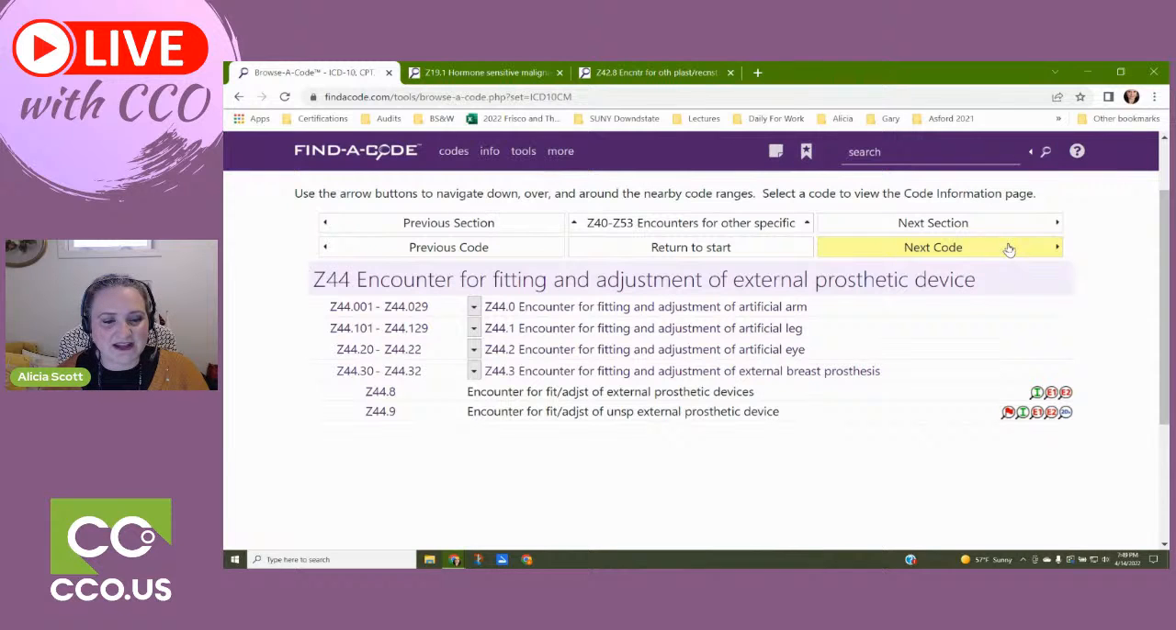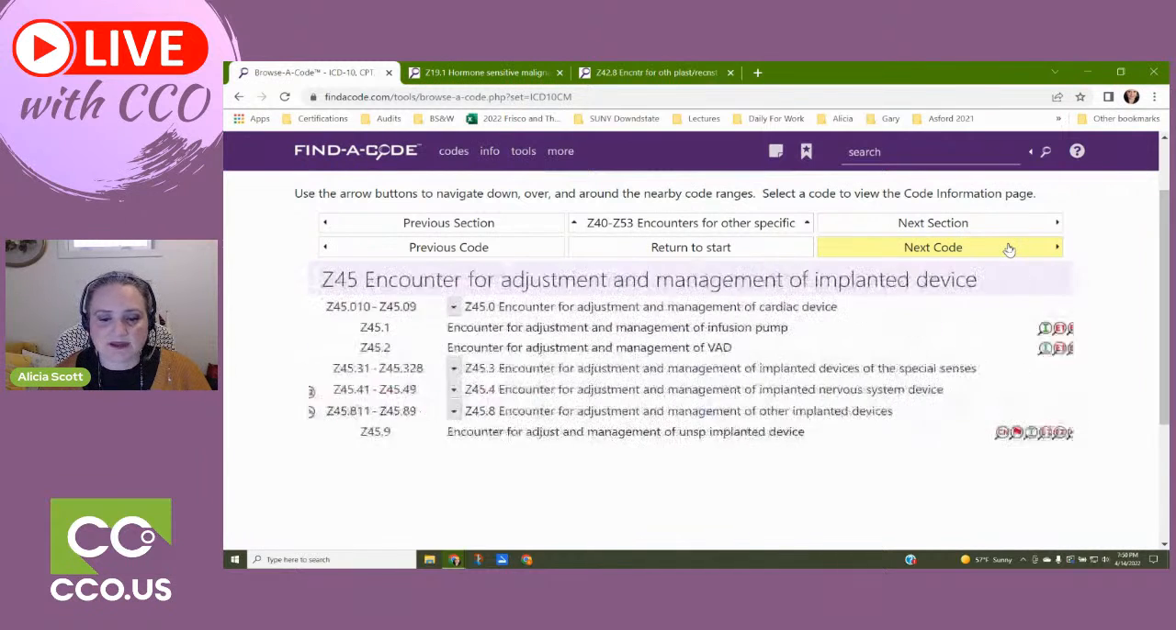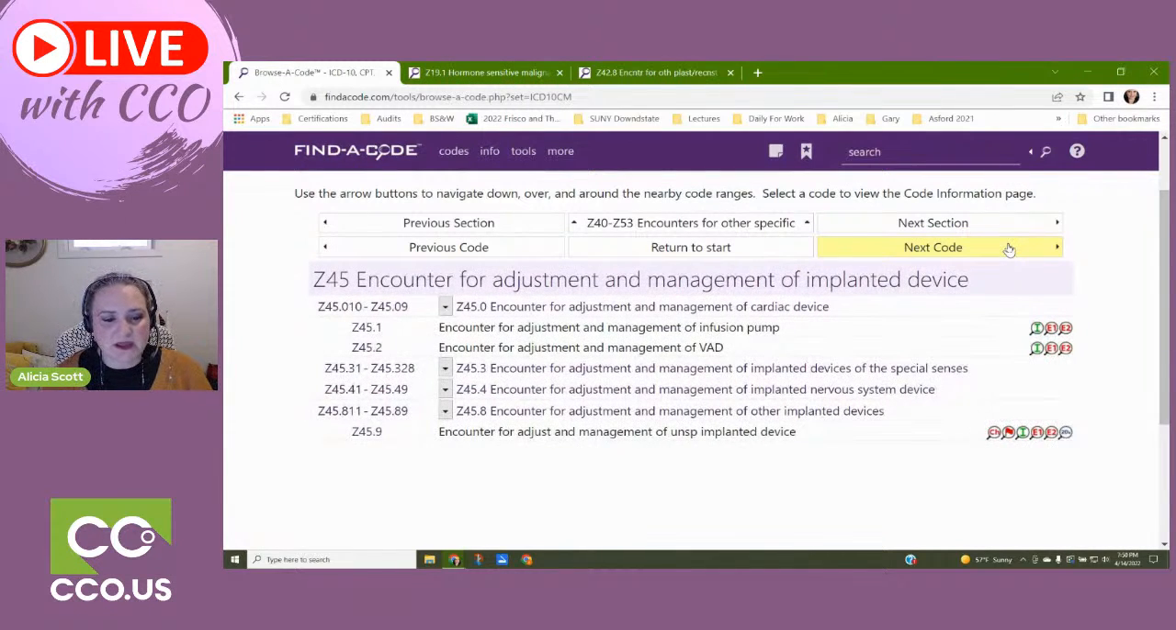Now we have encounter for fitting adjustment of external prosthetic devices. So we've got artificial limbs, eyes, external breast prostheses, and just a heads up for our students that are watching. Prosthetic is the term also used for artificial joints. So a prosthetic knee is a knee replacement. There can be complications to those.